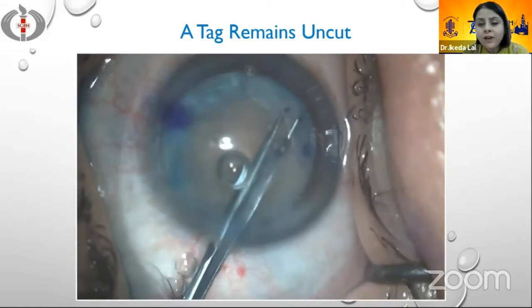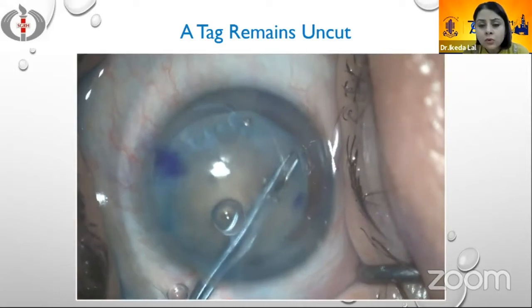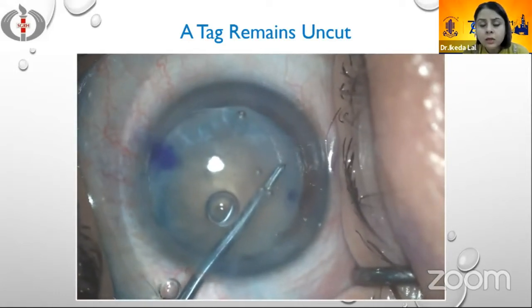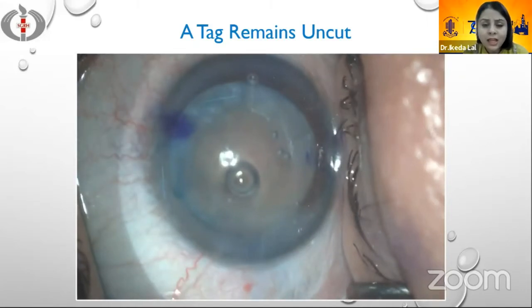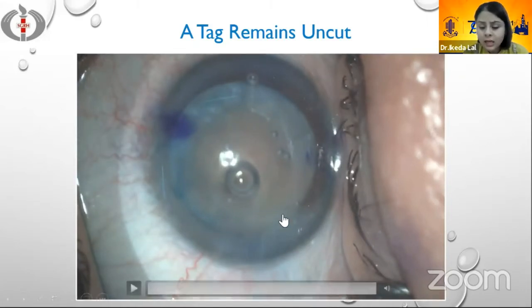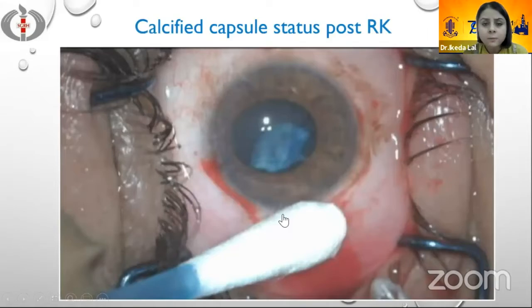Again, there is another flap which we can see which is floating. So we do not want to have this while doing the phacoemulsification. So we remove that flap as well. So we have a slightly larger than what we would like, slightly eccentric rhexis.